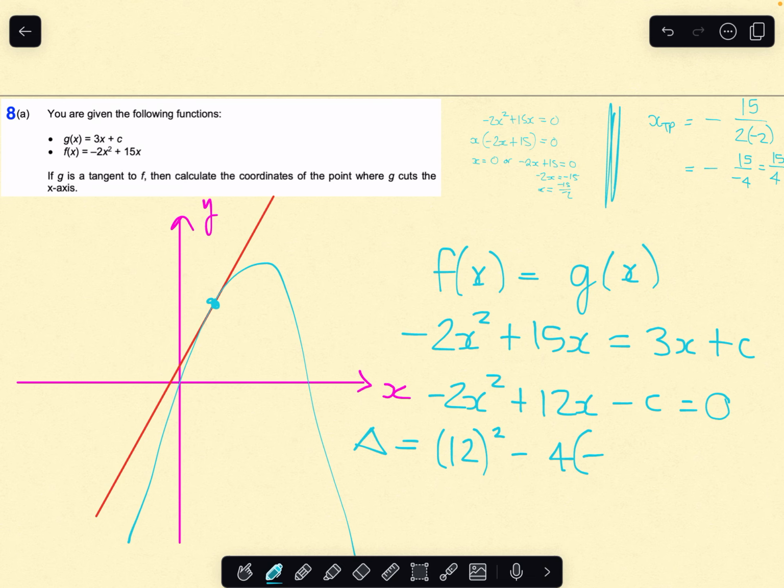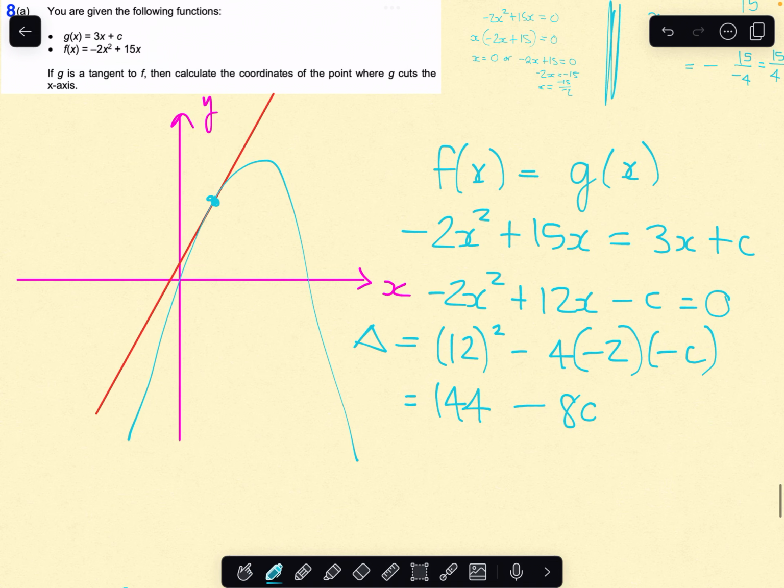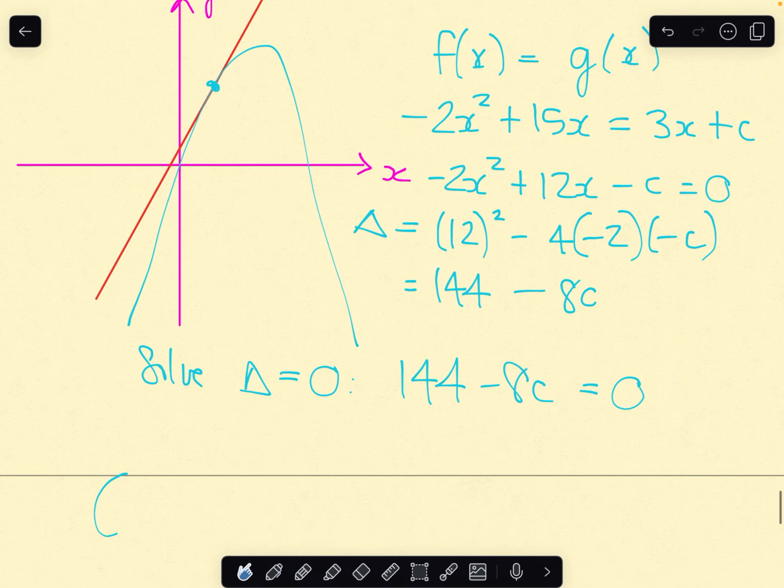Okay, so let's find the discriminant, which is b squared minus 4ac. So that is 144 minus, that's going to be a minus 8c, right? And what we are interested in is when the discriminant is equal to 0, because that is when we will have exactly one solution to this equation. So that is 144 minus 8c is equal to 0. So minus 8c is equal to minus 144.